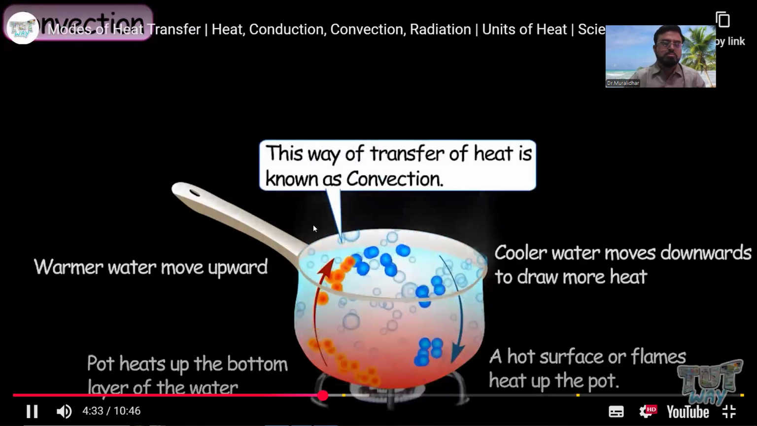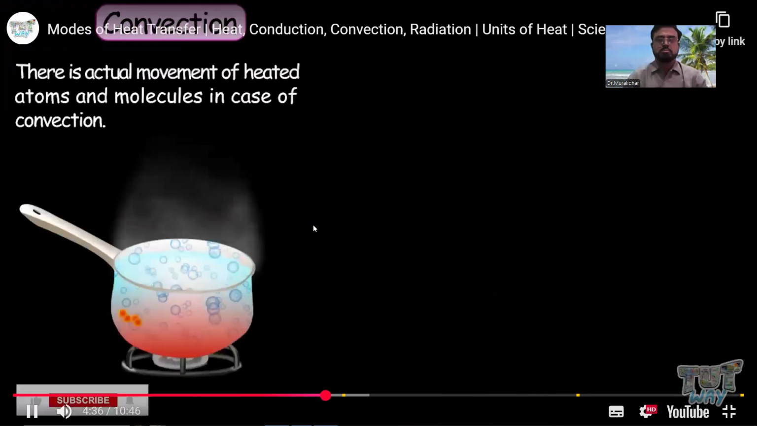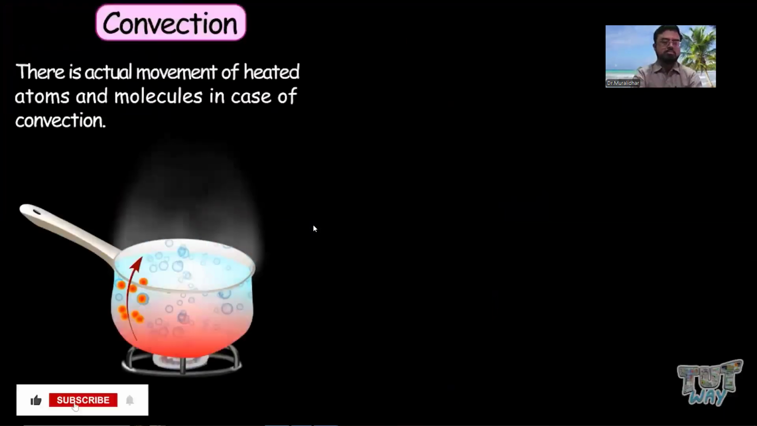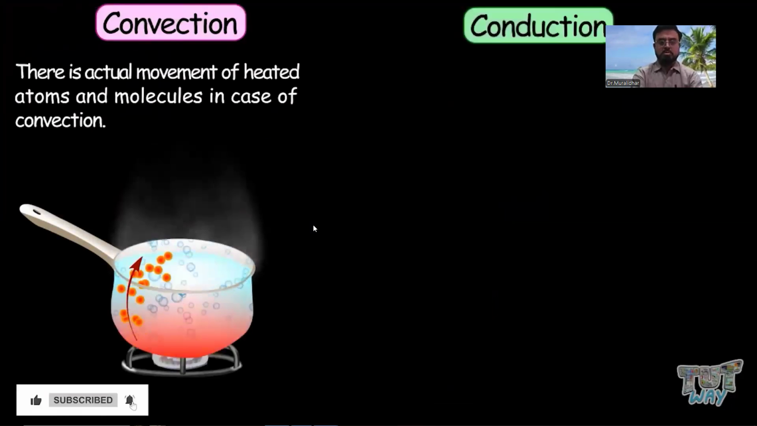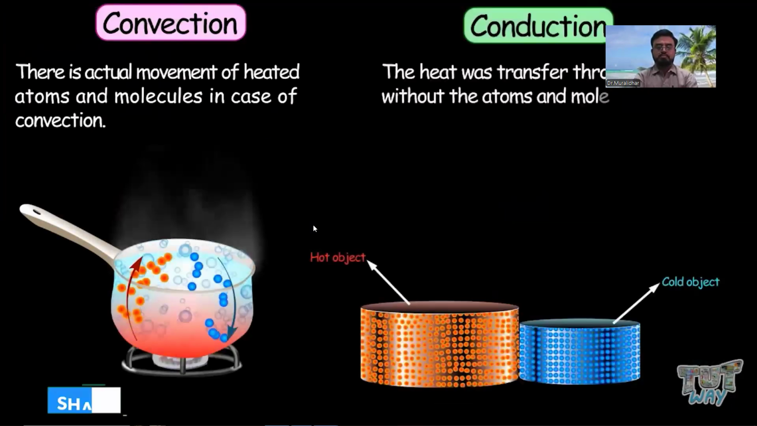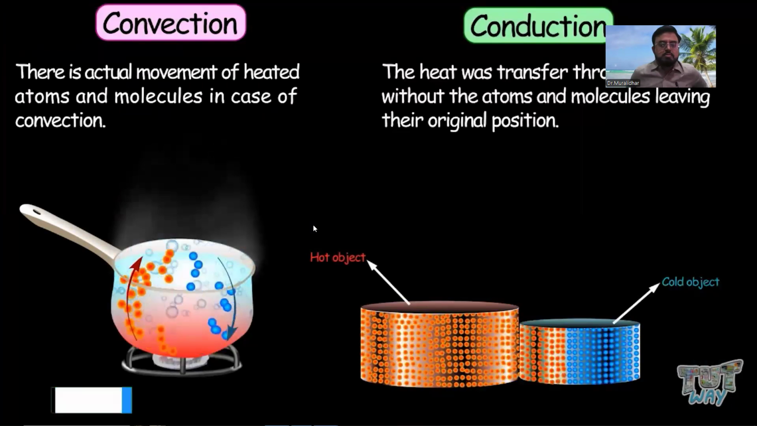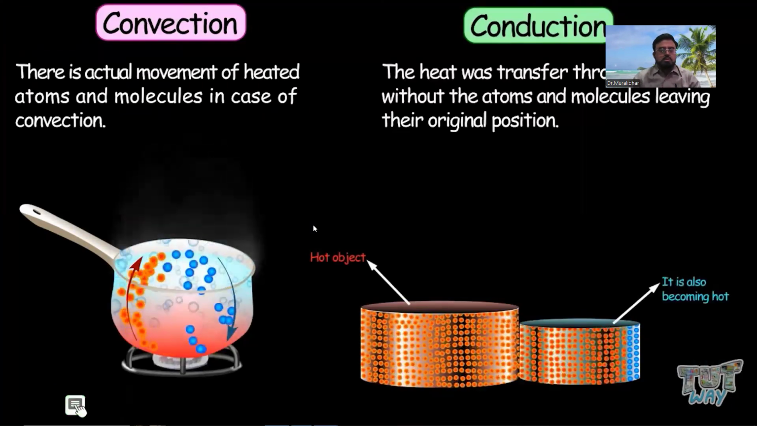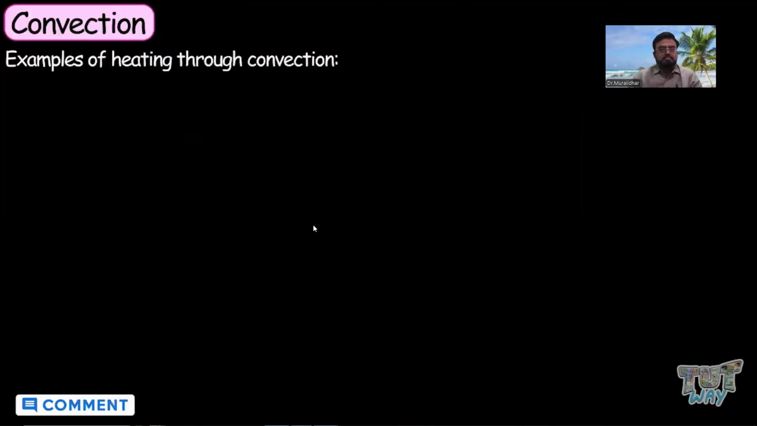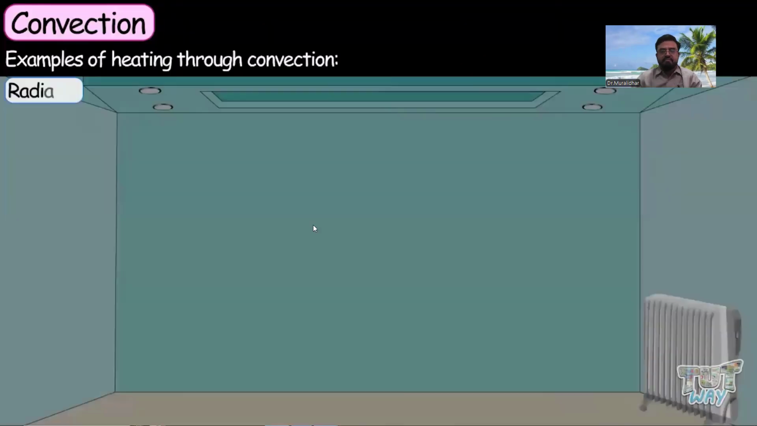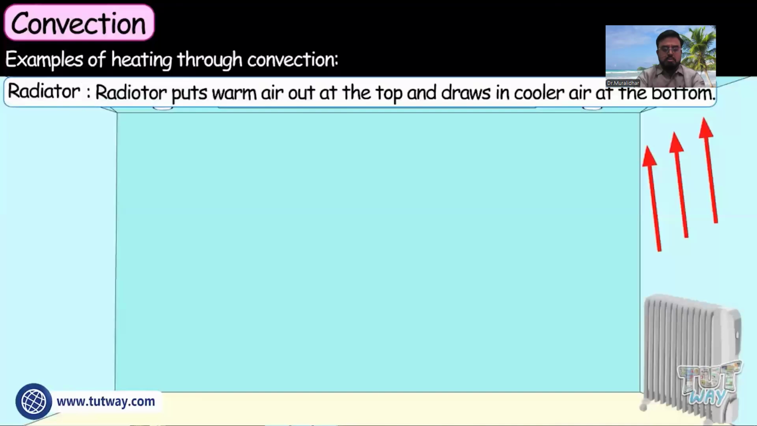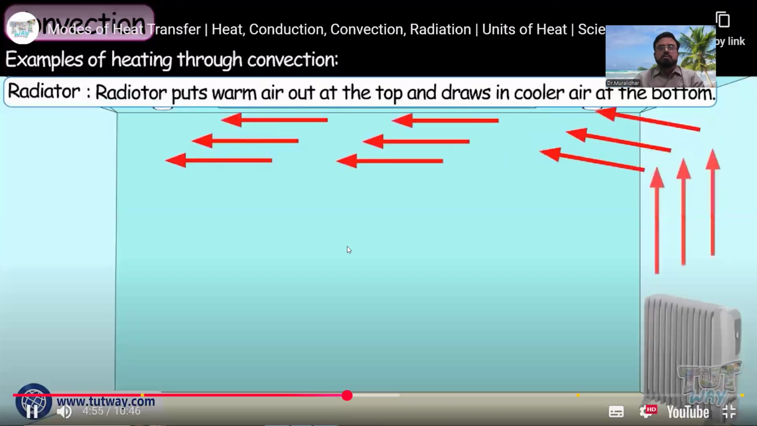So here is the actual movement of heated atoms and molecules. Whereas in conduction, the heat is transferred through vibration. Atoms or molecules do not leave their original position. Now let's have some examples of heating through convection. Radiator. The radiator puts warm air out at the top and draws in cooler air at the bottom.